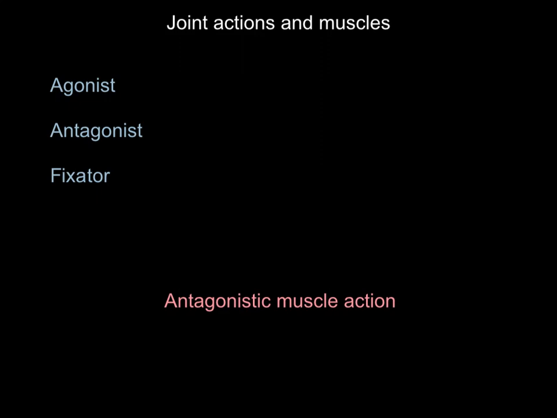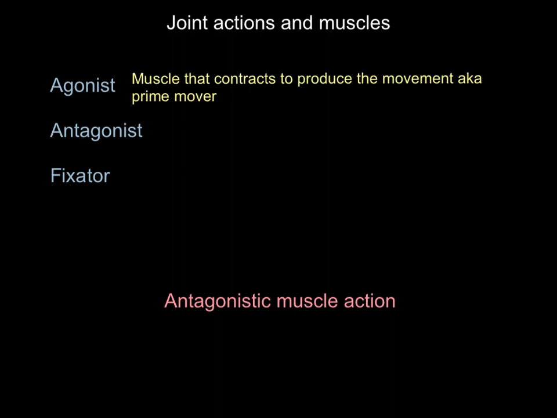Right. Joint actions and muscles then, there are a few key terms that we just need to make sure we're happy with first. These are agonist, antagonist, fixator, and this thing about antagonistic muscle action. So let's quickly define each of these. The agonist is a muscle that contracts to produce the movement and is also known as the prime mover. You might have heard it as either one of those.